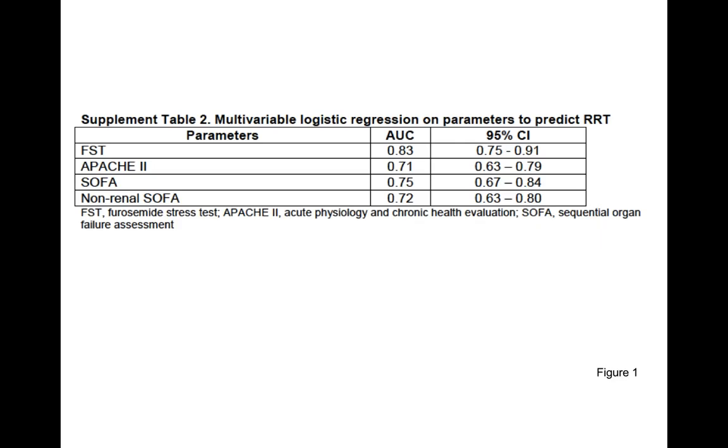But I think the thing that was really interesting is they then looked at the performance of the furosemide stress test to predict the need for RRT. And what you find is this very similar AUC value of 0.83, which is in this range of 0.82 to 0.86, which we showed in our pilot trial. So in a large randomized controlled trial, John's group has been able to demonstrate that the FST holds up quite well.